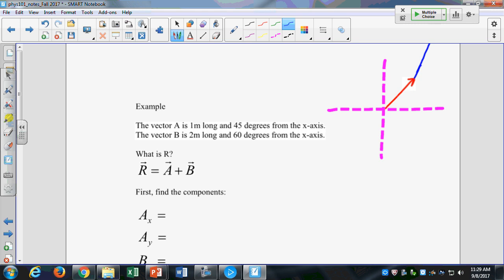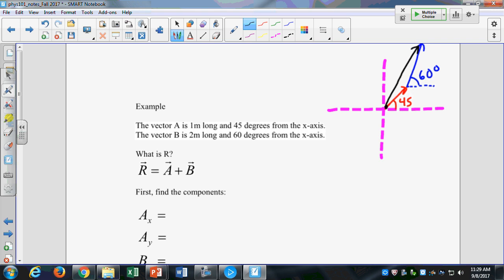Oh, ran out of space here. Draw my vector. This one's shorter, this one longer. All right, so this angle is 45, and this angle right here is 60 degrees. So I know that my vector r is going to start here and go up there.